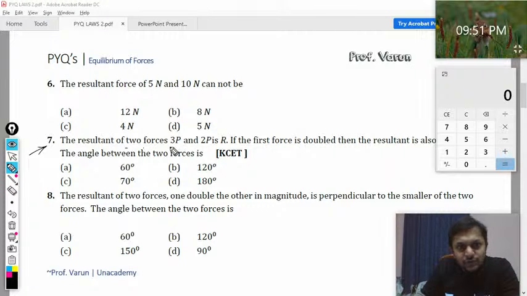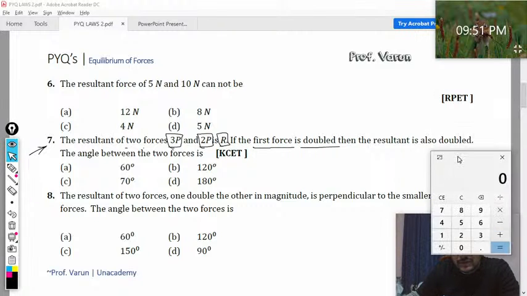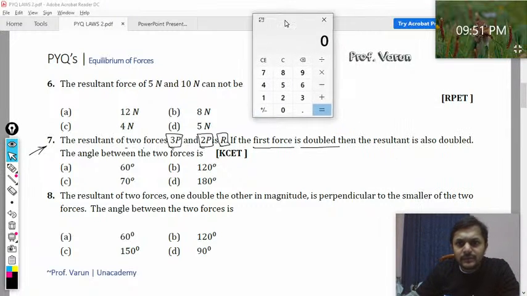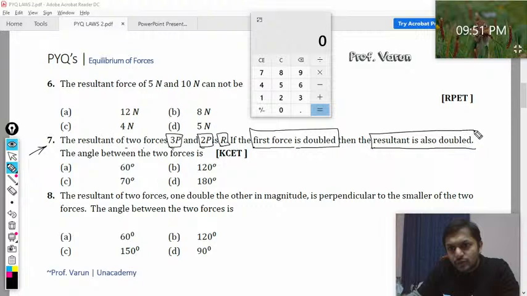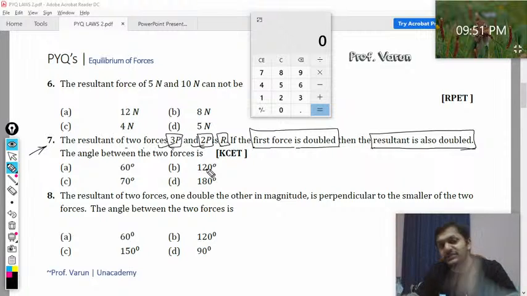The resultant of two forces 3P and 2P is R. If the first force is doubled, then the resultant is also doubled. Okay. Now the condition is, if the first force is doubled, the resultant is also doubled. So the forces are this. The angle between the two forces will be, well, a little tedious calculation is involved here. So let us try to do it.